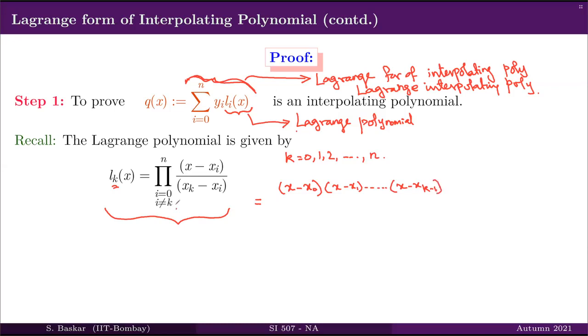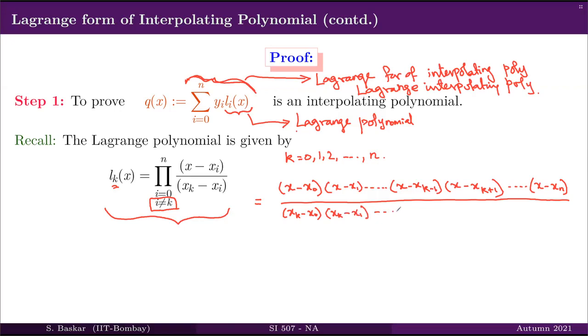Now you will leave the term with k, right? Then jump to x minus xk plus 1. So you will not write x minus xk here, and then you keep on going till x minus xn, divided by the same thing, instead of x you will put xk minus x naught, xk minus x1, like that you keep going till xk minus 1. Again, don't write xk minus xk, that becomes 0.